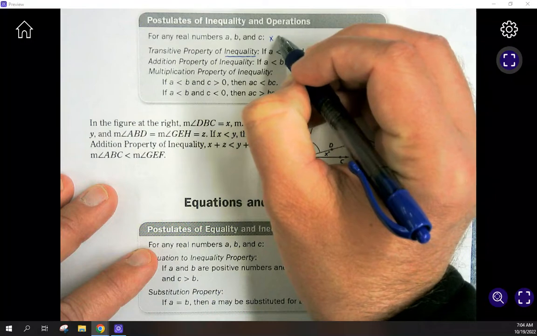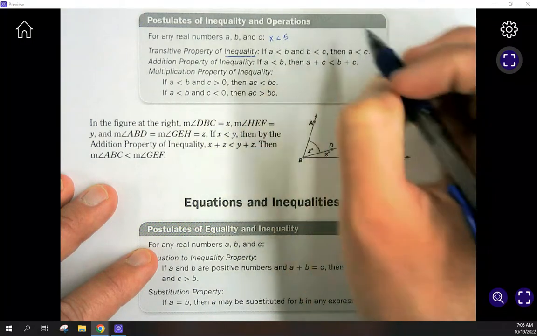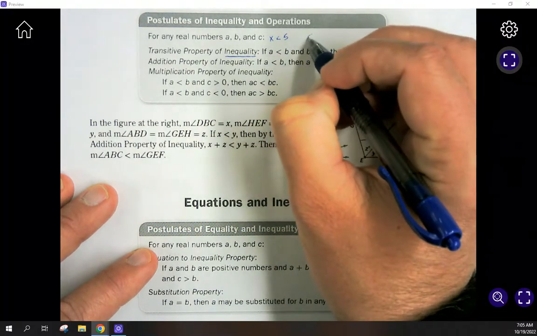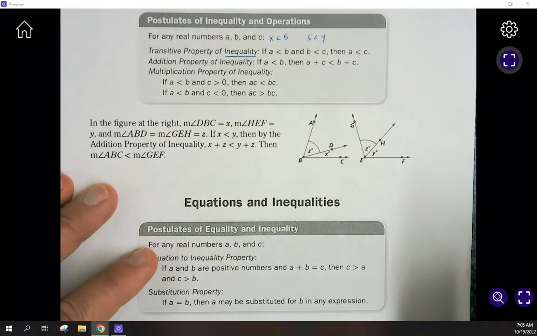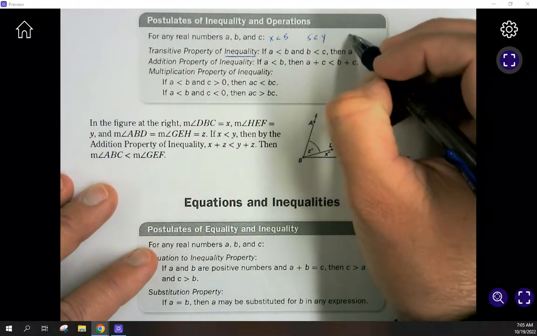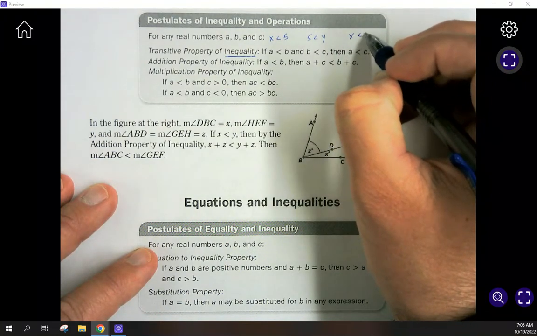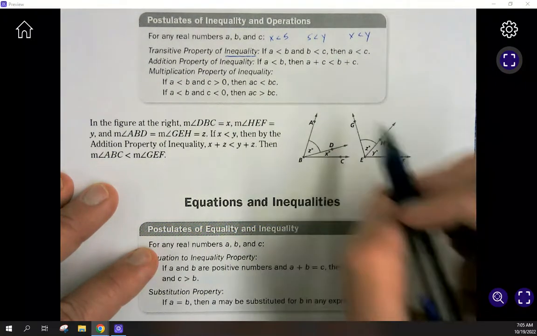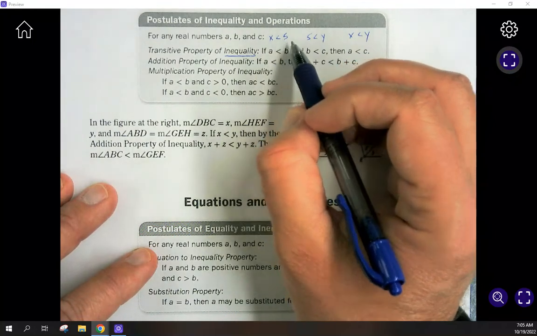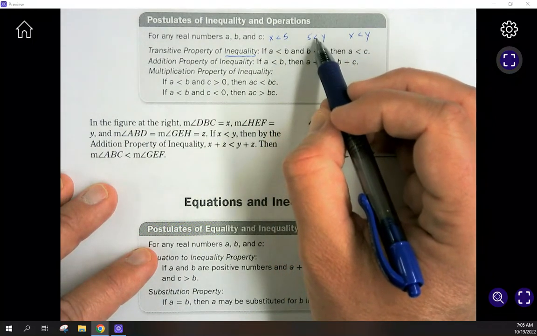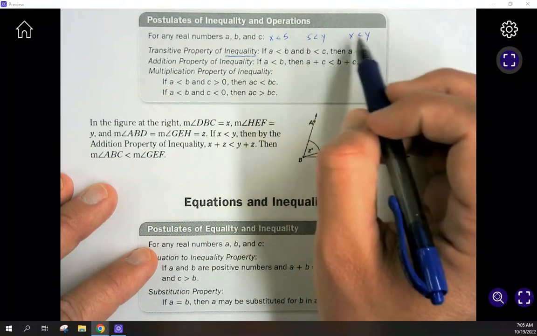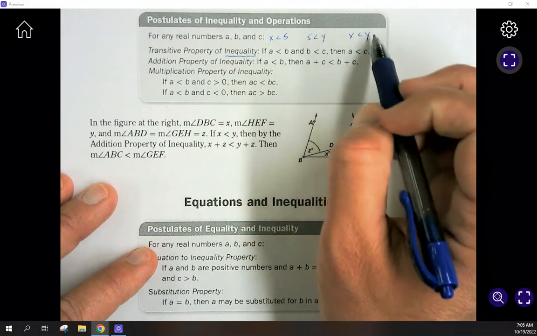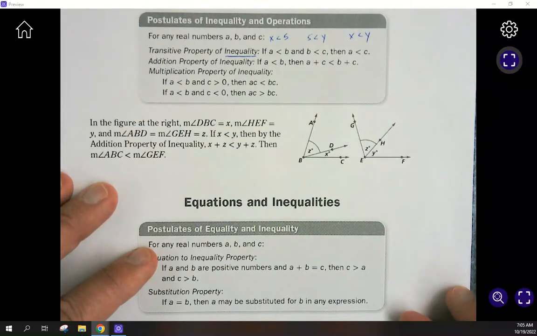So if x is less than 5 and 5 is less than y, I know that x is less than y. So whatever this number is, it's less than 5. And 5 is always less than this. So if x is less than 5 and 5 is less than this, I automatically know x is less than y. That's the transitive property of inequality.